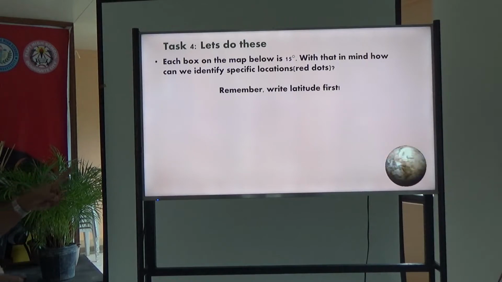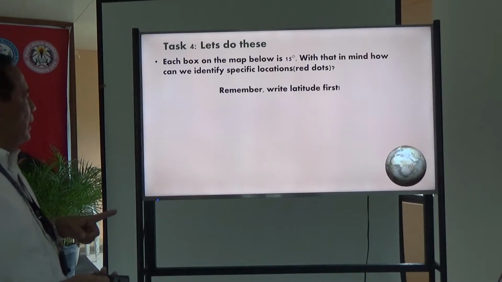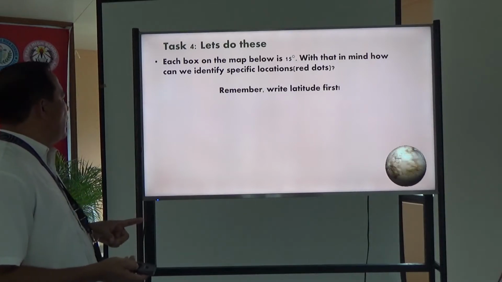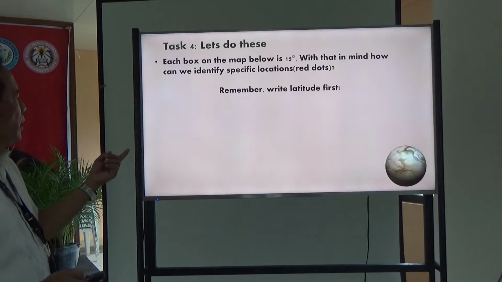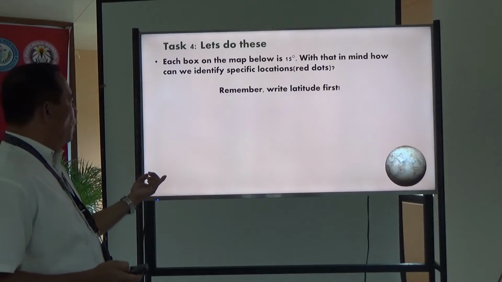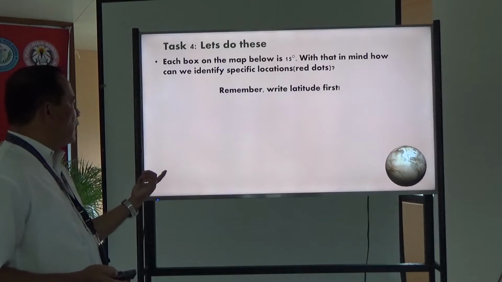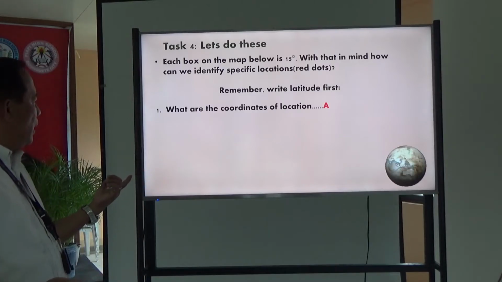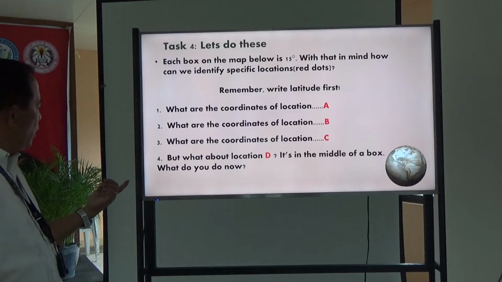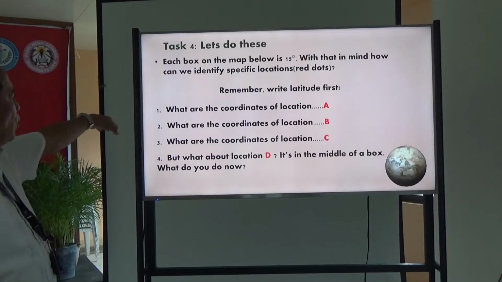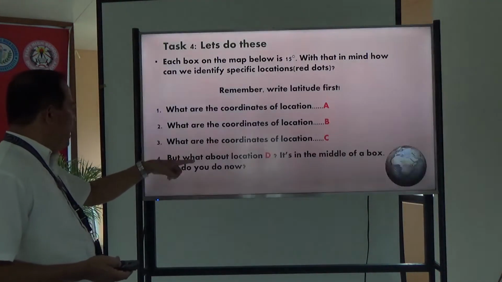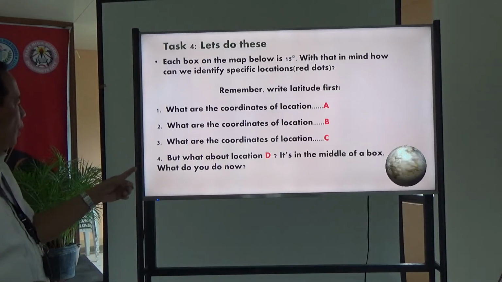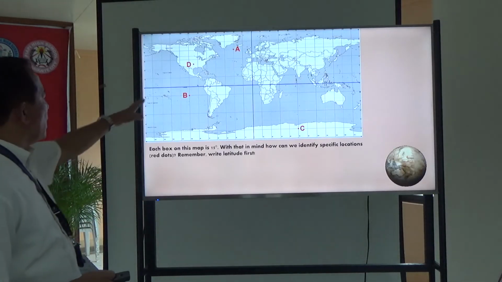Its box on the map below is 15 degrees. With that in mind, how can we identify specific locations in the red dots here below? And you may remember, latitude first. These are your activities this afternoon. Kindly do the following in your map: what are the coordinates of location A, B, C, and what about location D, as you can see here?